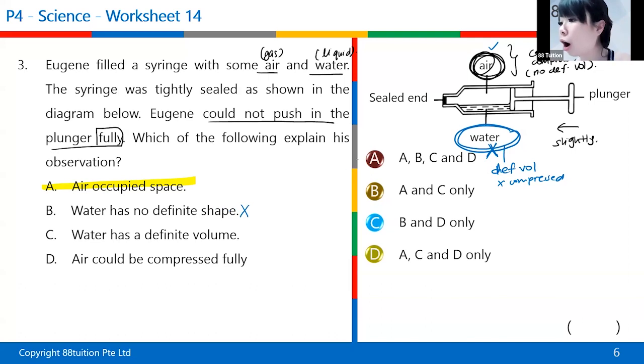So can we look at the options A, B, C, D, Shaslin and Naksh? Straight away, I can cross out A. Agree? Both of you? I can cross out C. I'm left with B and D. Okay? So Shaslin, does this experiment show that water has a definite volume? Yes or no?